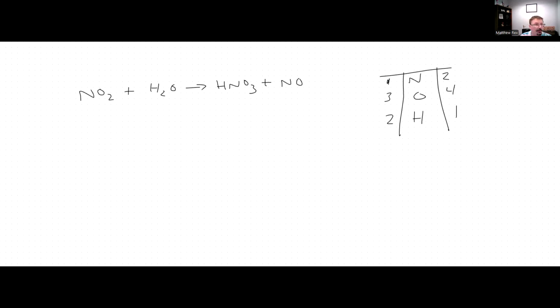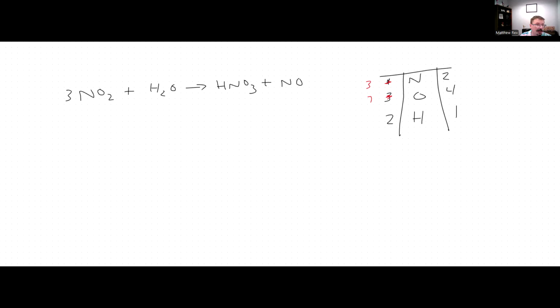So we put a 3 in front of our NO2 here. That's going to give us now 3 nitrogens on the left and 1, and then there's 2 oxygens per NO2, so 3 times 2 is 6, plus the 1 from the water. We'll change that to 7, and then our hydrogens will stay at 2.